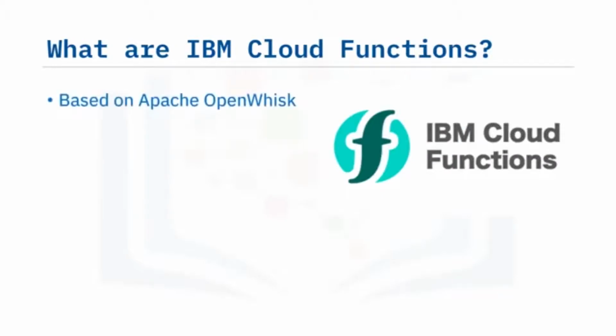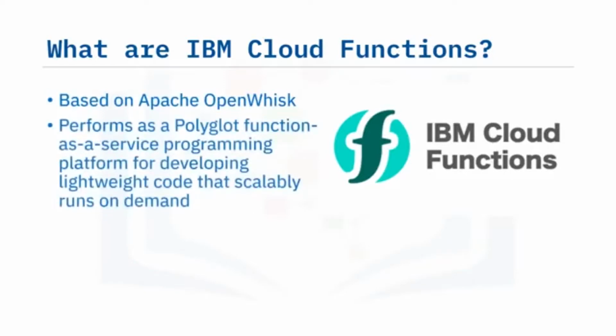IBM Cloud Functions are based on Apache OpenWhisk, a serverless open-source platform. IBM Cloud Functions is a polyglot function-as-a-service programming platform for developing lightweight code that scales and runs on demand. Several components of this definition describe FaaS, such as scalability and on-demand performance. IBM Cloud Functions is also polyglot, meaning that it supports numerous languages. Next, learn more cloud functioning terminology.